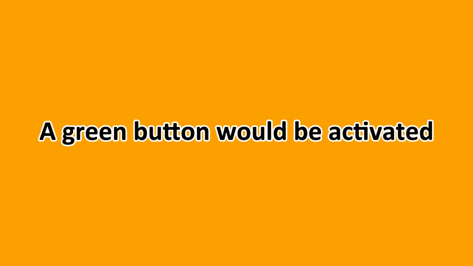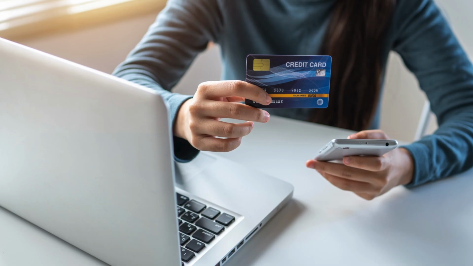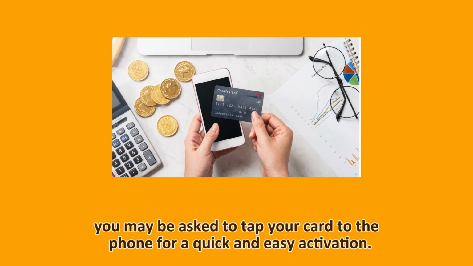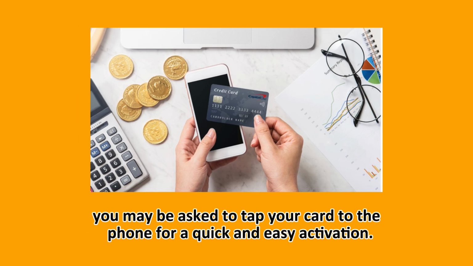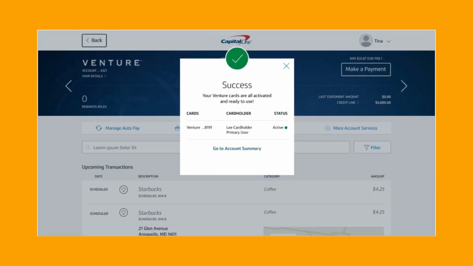On the new page, you'll see a green button labeled Start. With your card beside you, click on it, then the Ready to Scan option will be displayed, and this will direct you to place your card on your device. After following the on-screen instructions, your Capital One card will be activated successfully.